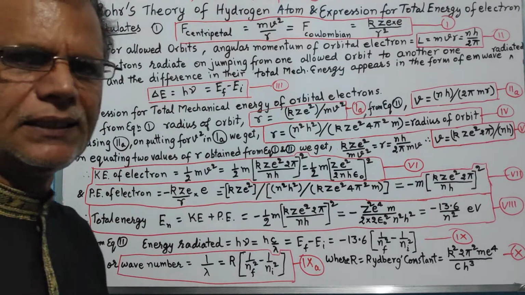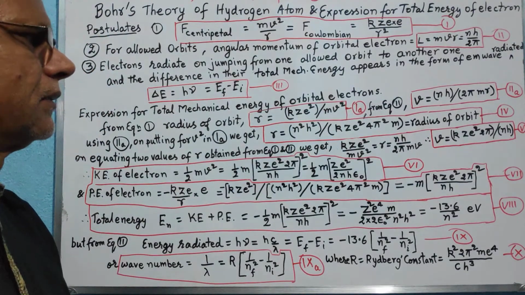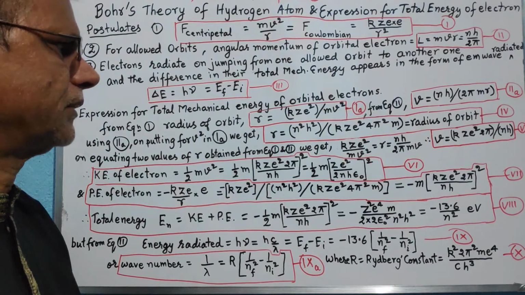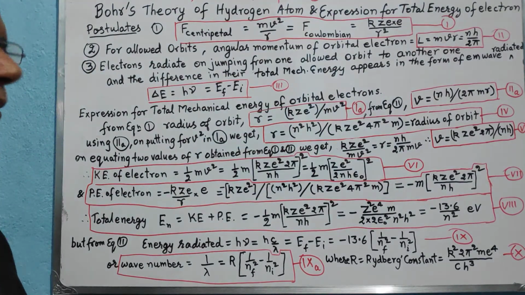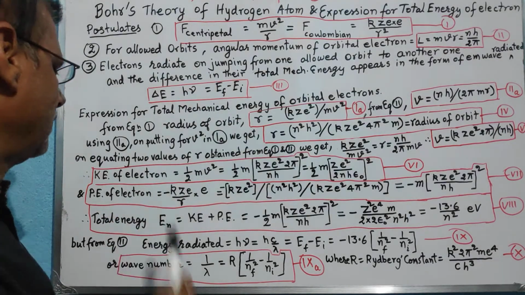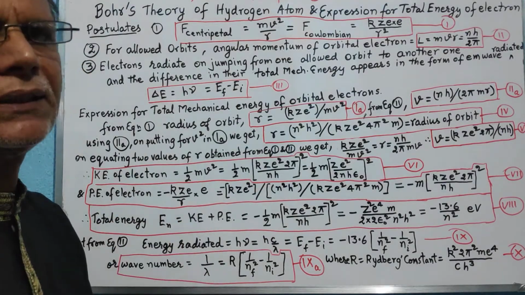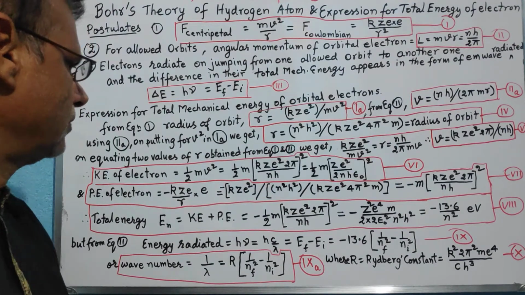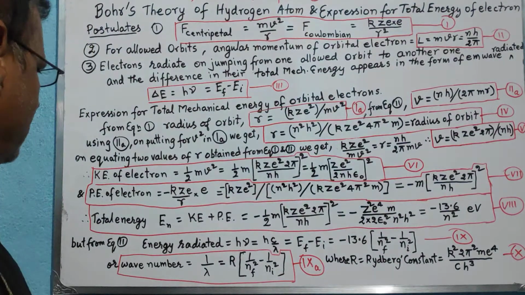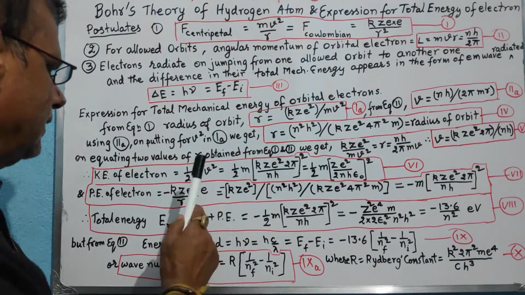Well, I believe that it is highly mathematical, but you can understand if you take care and take the pain to understand it. The kinetic energy of the electron can be calculated using the formula half mv square, and for v we can put the value obtained from equation 5 here.